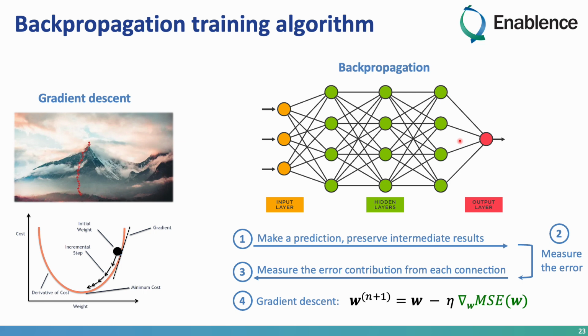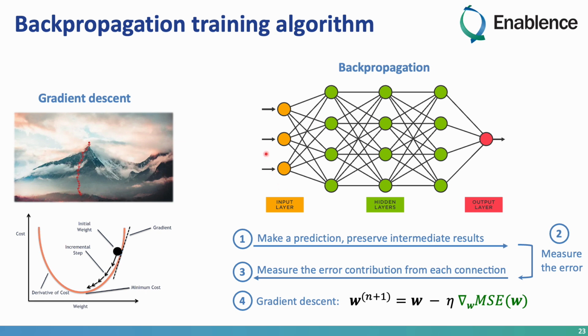The same can be done to figure out how much of these error contributions came from each connection in the layer below, and so on, working backwards until we reach the input layer. In other words, this backwards pass measures the error gradient across all the connection weights in the network. And finally, the last step is the gradient descent step. The algorithm performs the gradient descent calculation to tweak all the connection weights in the network using the error gradient it just computed. So let me repeat that once again.